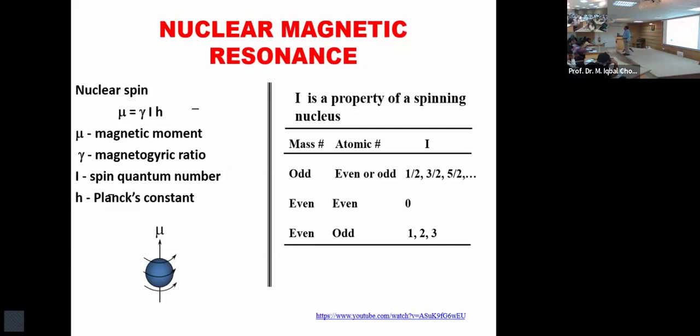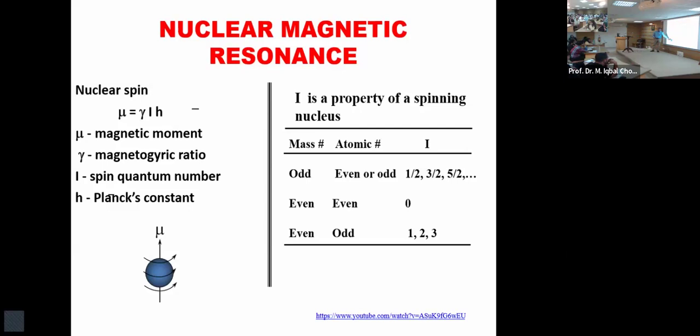Now the question is, if you have a nuclear spin, they are spinning like this on their axis. Remember, the Earth has two different movements. One is axial movement, which makes day and night, and the other is orbital movement, which defines weather, right? Exactly.